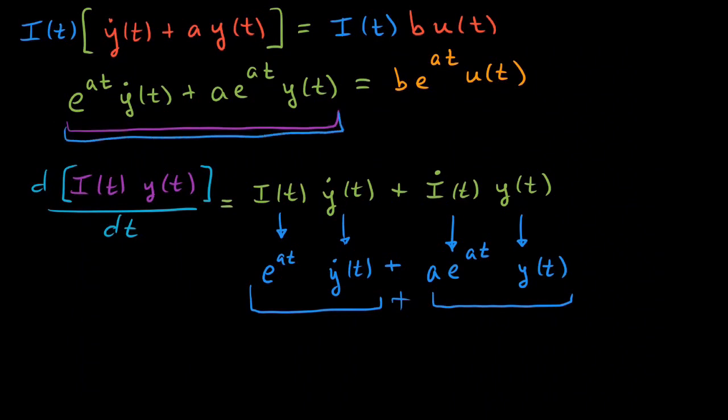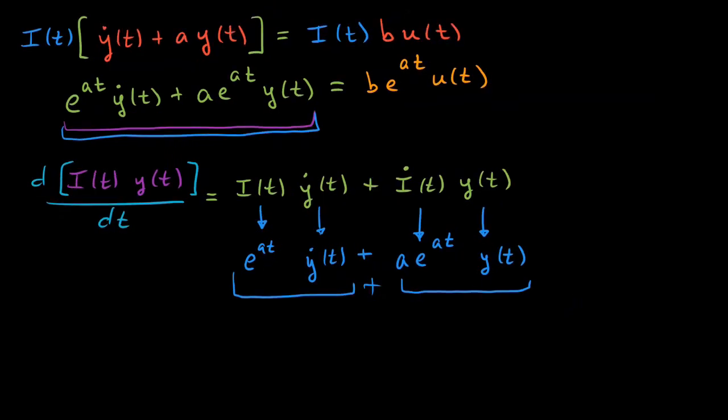So I can write the left-hand side of this equation as just the derivative of the integrating factor times y of t. So why do I care to do that? Well, I want to do that because I want to be able to integrate that derivative and just get I of t times y of t, and you'll see why in just a second.